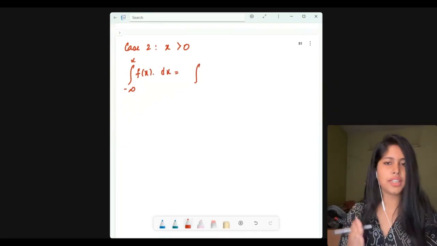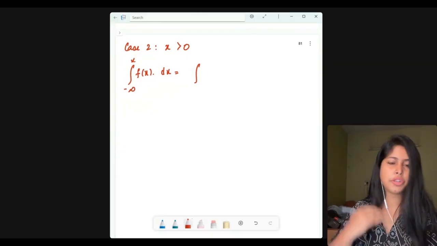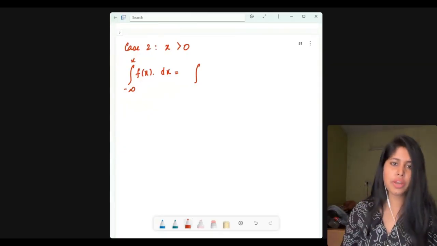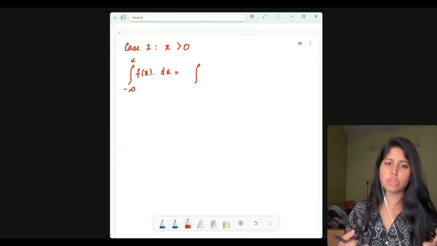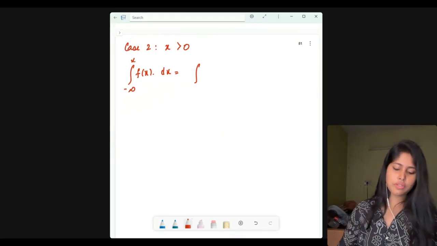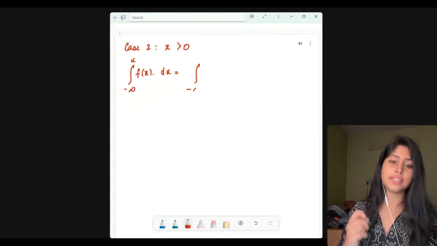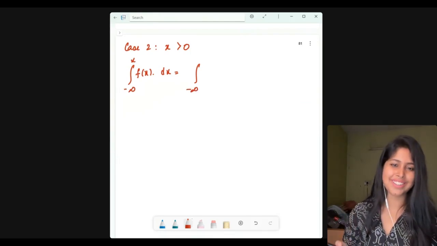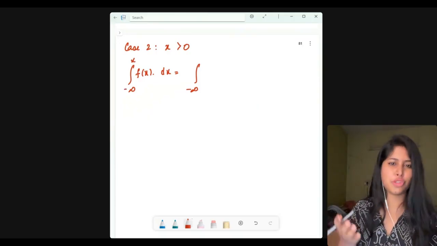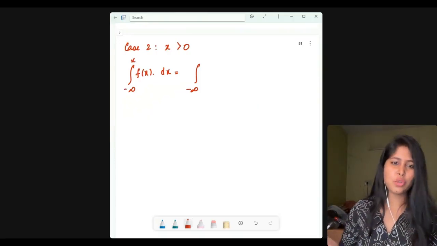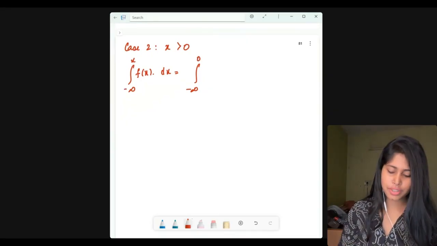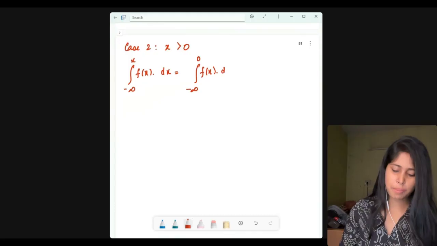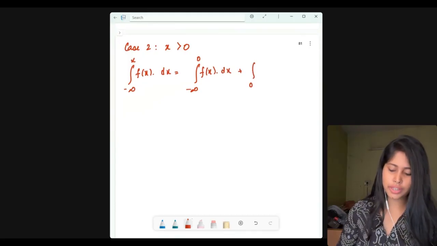Here we will split the integral from minus infinity to 0 and then from 0 to x, and we already know that from minus infinity to 0 it will be 0 only. So the first part will be cancelled, but you need to write it because you cannot miss any step in the exam, right? If you miss any step, then the teacher will think that you do not understand and you have just mugged up the answer. So, the integral from minus infinity to 0 of f(x) dx plus the integral from 0 to x of f(x) dx.